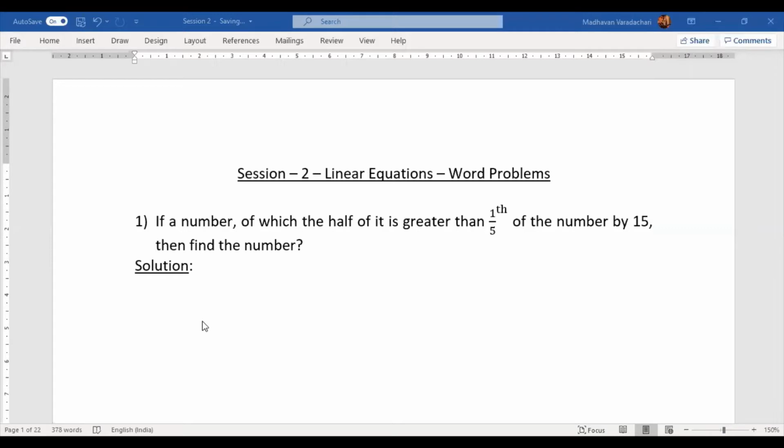If a number of which the half of it is greater than 1/5 of the number by 15, then find the number. Right. So first of all, let us consider the number as x. Let the number be x. What is given?